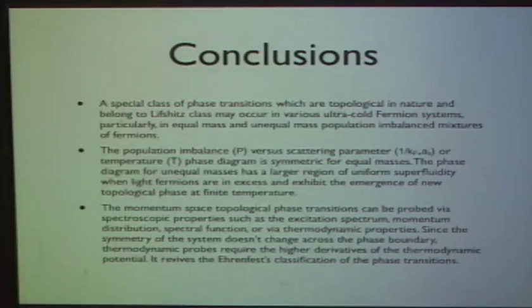Okay, so here are my conclusions. I discussed a special class of phase transition which is topological in nature, and it belongs to the Lifshitz class. It can occur in various ultra-cold Fermi systems, particularly in mass and population imbalanced mixtures of fermions. Okay, thank you. Time for some questions.